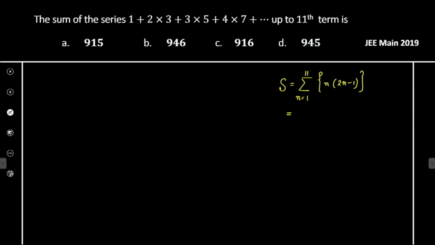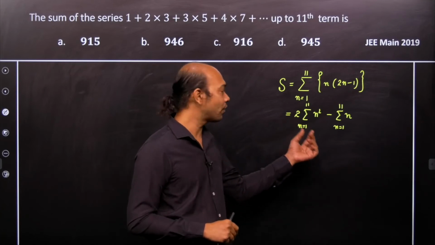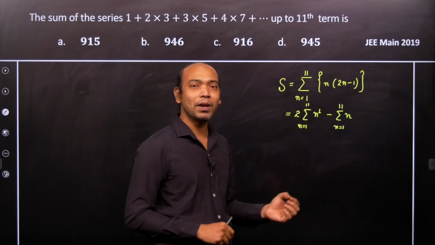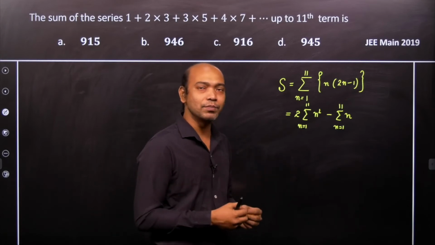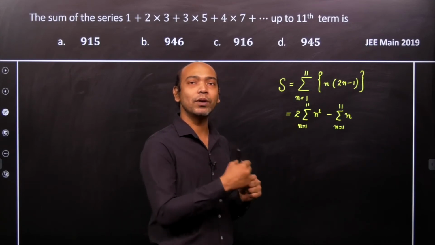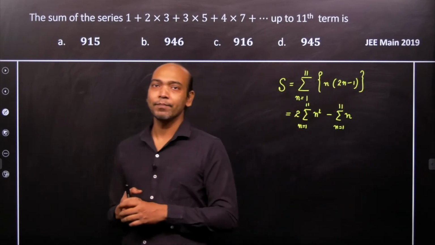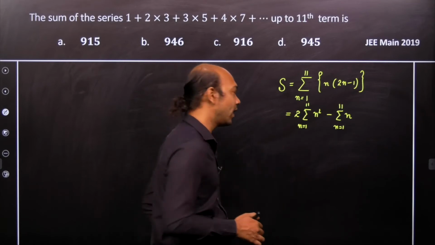So we can easily rewrite it as the summation of n square minus the summation of n, with n from 1 to 11 in both. That's the sum. Now what is this? The summation of n equal to 1 to 11 of n square is the sum of the first 11 natural number squares. The formula says n into n plus 1 into 2n plus 1 divided by 6. Don't be confused; here n is actually 11. Let's write that down.